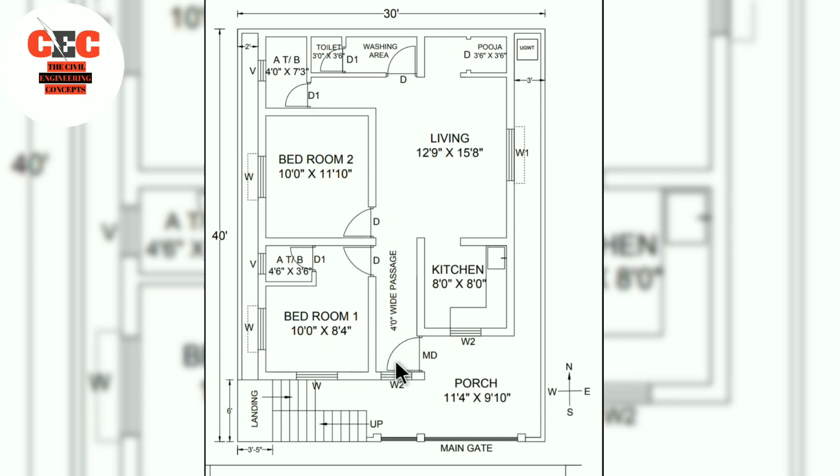Now coming to windows, 2 windows of size 4 feet by 4 feet are provided in bedroom 1 and 1 window of the same size in bedroom 2. In the living room, a single window of size 5 feet by 4 feet is provided. If you want, you can provide 2 windows of size 4 feet by 4 feet in the living room. In the kitchen and in the passage, a window of size 3 feet by 4 feet is provided. Coming to ventilators, 2 ventilators of size 2 feet by 2 feet are provided in both the bathrooms.